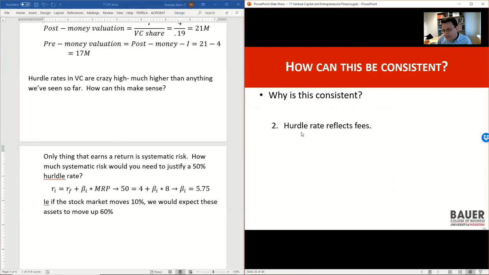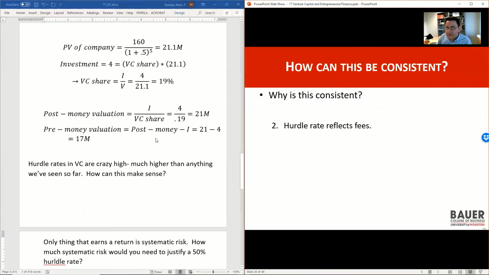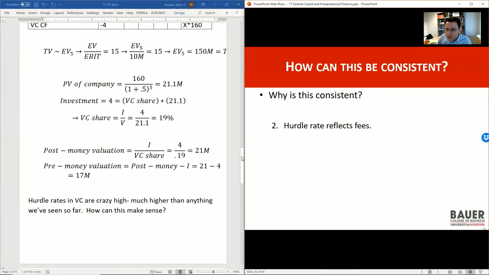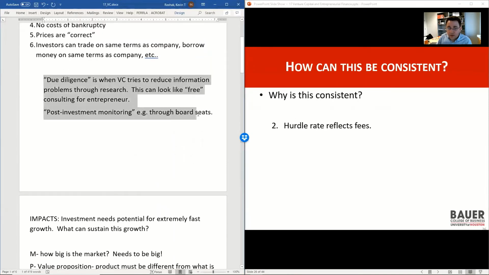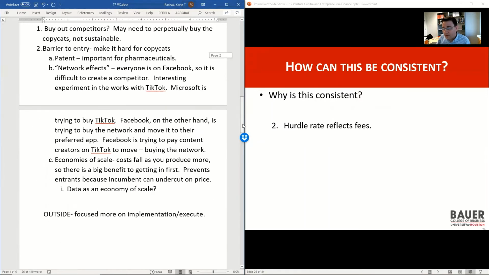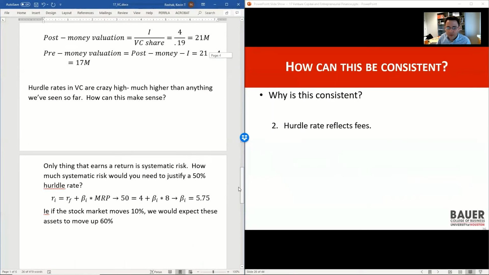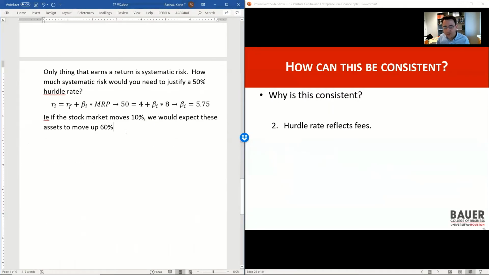Well, VCs get paid, right? VCs get fees. Remember, VCs are doing a lot of work. We talked about all the things that they're doing up here. They're doing due diligence. They're doing post-investment monitoring. Right? They have to get paid for that. They're getting paid in terms of returns. When the investments do well, when the entrepreneurial companies do well, VCs get paid out of that. Okay. So if you account for that, we can think through that process.